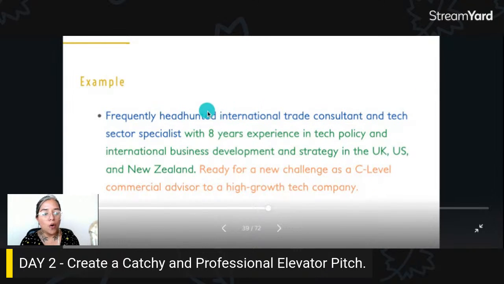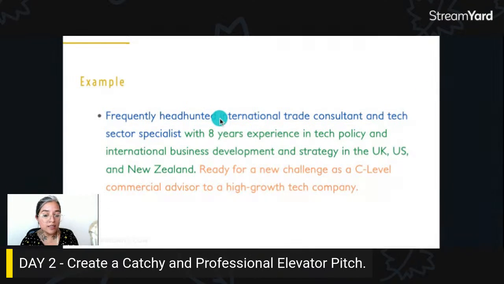Okay, so in blue, you have what he does. Then in green, you have what he has to offer. 8 years of experience, international business development in the UK, in the US, in New Zealand. Okay, and finally, you have the goals and what it is that this person wants to achieve. Ready for a new challenge as a C-level commercial advisor to a high-growth tech company. Okay, that's what he wants. That's what he or she is looking for. So that's their goal.